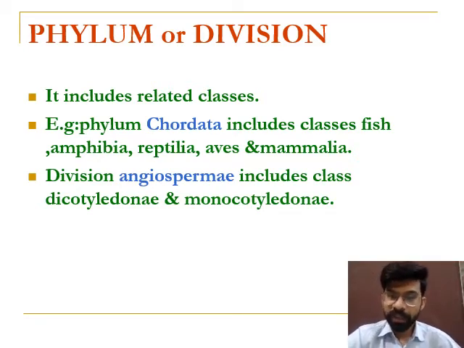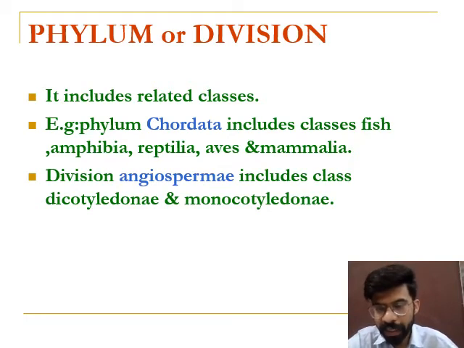And why is the word division used? When we categorize an animal, we use phylum, and in case of plants, the word division is used. Division Angiosperm contains class dicot and class monocot. Dicot means it contains two cotyledons, and monocot means it contains a single cotyledon.